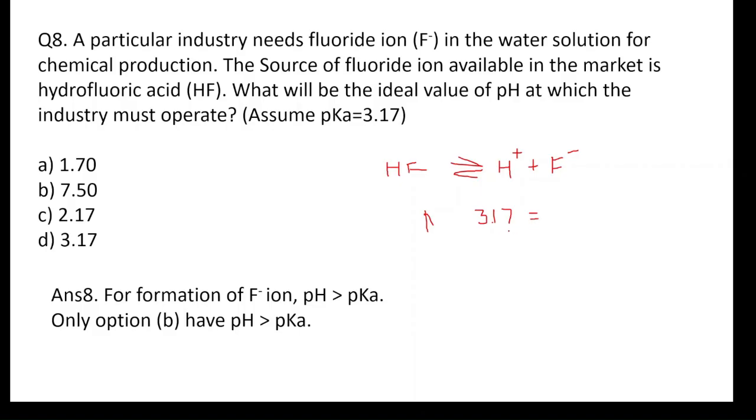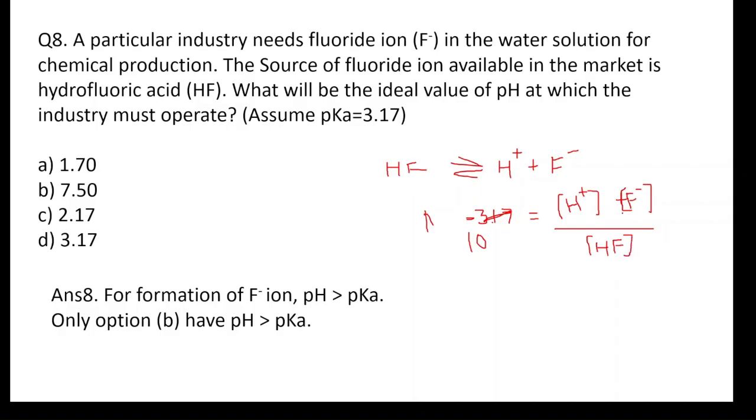Okay, we are calculating Ka. We can make it into pKa by negative log of the Ka concentration. That will be H plus, F minus, sorry, this will be 10 raised to power minus 3.17 over HF. So if we want more fluoride, what should happen?